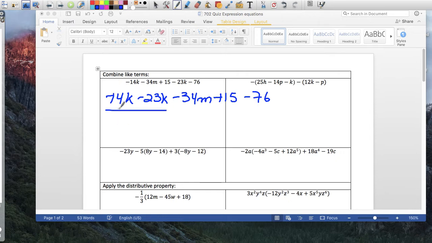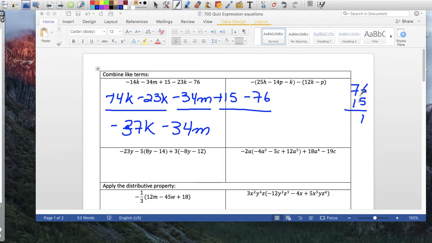And negative 14k plus negative 23 is going to give me, it looks like, 37. Shoot, no. Okay, there we go. So it's going to be negative 37. The m, there's nothing to combine. There's negative 34m. And positive 15 minus 76 is 15 plus negative 76. So there's definitely more negatives, and we're going to get negative 61.